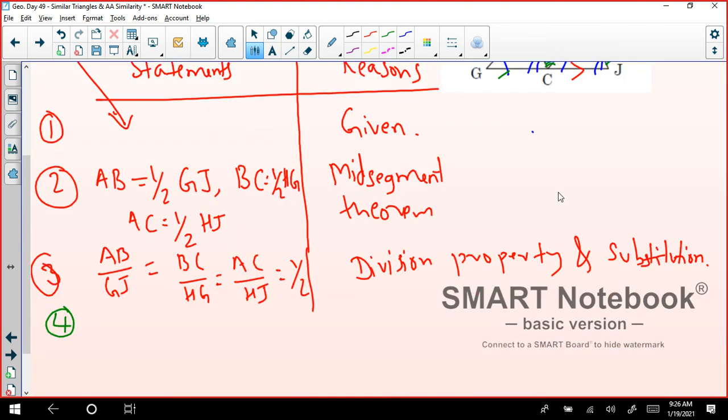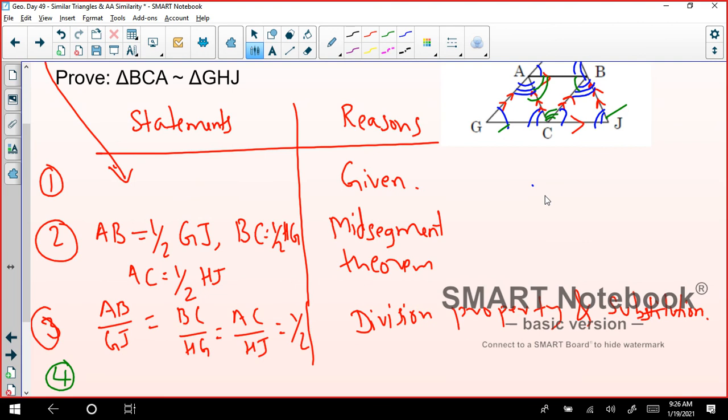Okay, we can say that triangle BCA is similar to triangle GHJ. As I haven't discussed the other property, I'm not writing the property, I'm just writing from the definition of triangle similarity. As of now, I'm writing the definition of triangle similarity, where we have shown that all the angles are congruent to the other triangle's angles.